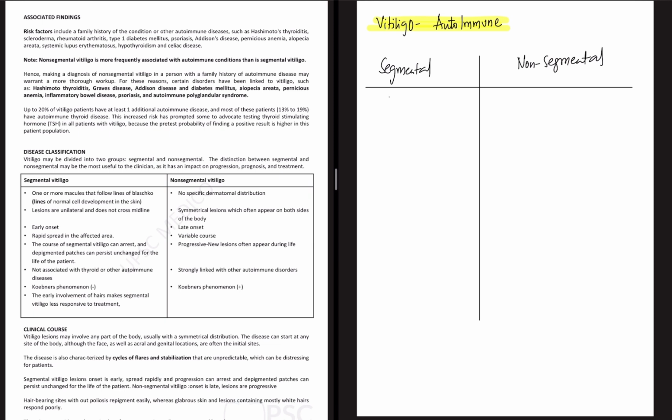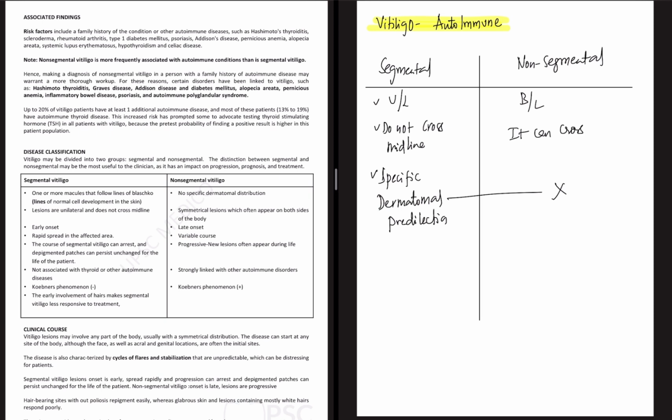Segmental means they are mostly unilateral. They do not cross the midline. They are localized to a segment. That means they are specific to one area, or specific to one dermatome. So there is a dermatomal predilection for this. This is not true with non-segmental. It can be bilateral. It can cross the midline. So with the help of this discussion, now you know a classic difference between a segmental and a non-segmental vitiligo.